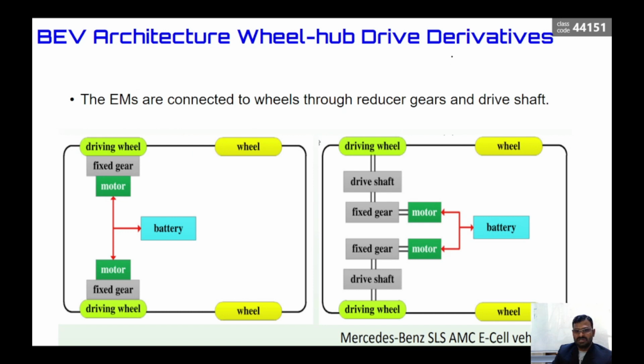And BEV architecture will have drive derivatives. It can be done in other ways as well. So the battery is available, with two motors, a fixed gear arrangement, and a driving wheel. So this is one type of architecture. And the other type of architecture, we have a battery and two motors, and it is connected in this way: fixed gear, drive shaft, and driving wheels. So this is a Mercedes-Benz type of vehicle. So the architecture is given here.